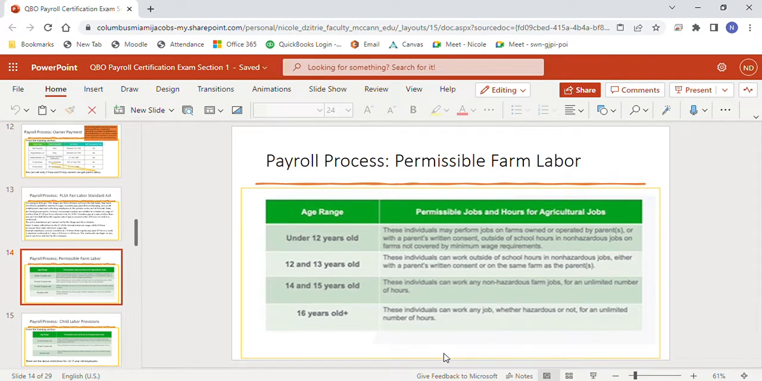So, permissible farm labor. When it comes to agricultural jobs, there is some leeway with children. I'll just leave this here for you to take a picture and read.